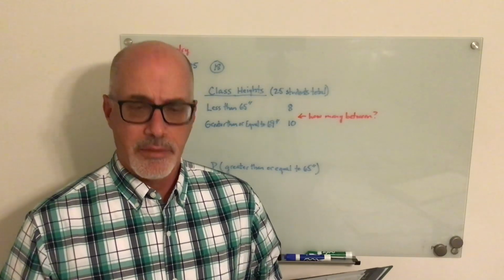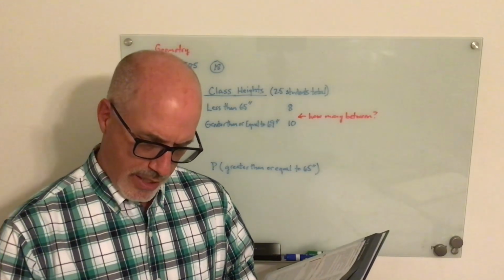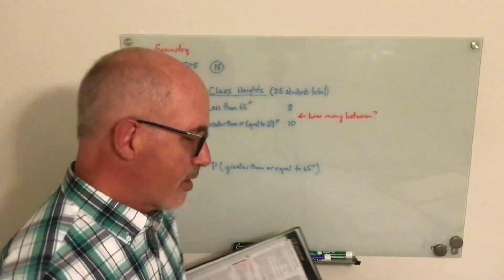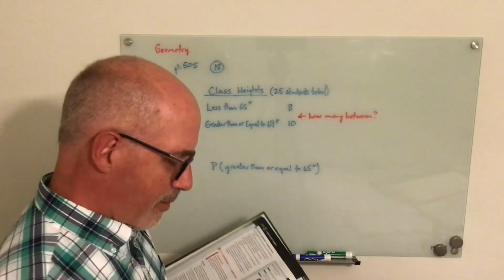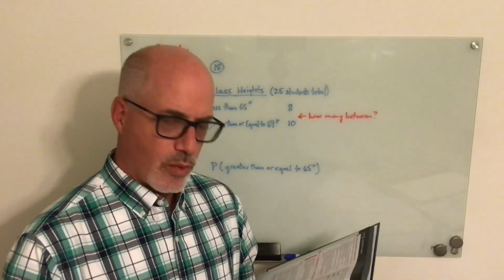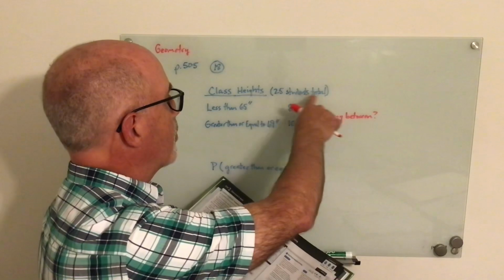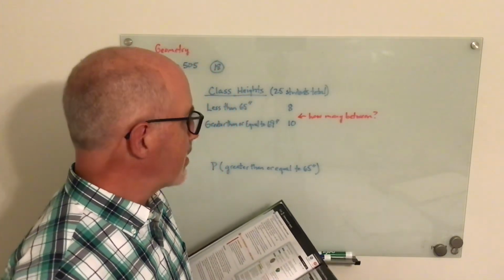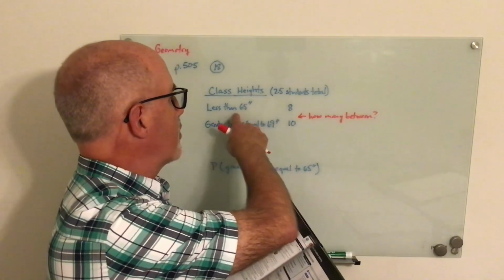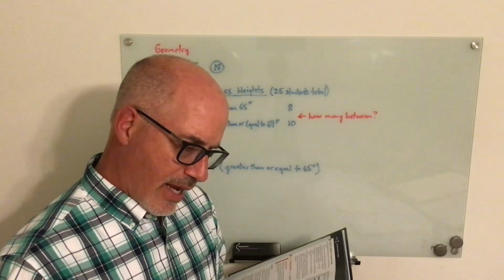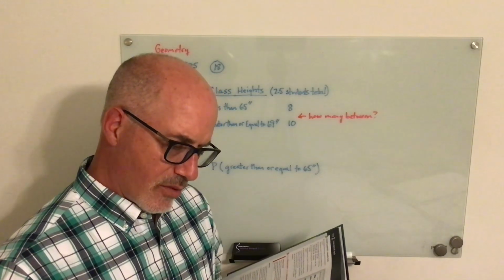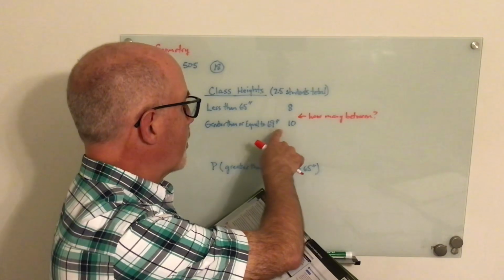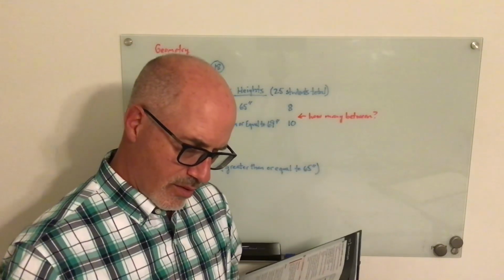Let's take a look at problem number 18 on page 505, which is actually on assignment 50. The problem's described this way. It says in a class of 25 students, so I put that up here, 25 students total. 8 students have heights less than 65 inches, so 8 students less than 65 inches, and 10 students have heights of 69 inches or more, so greater than or equal to 69 inches is 10 students.